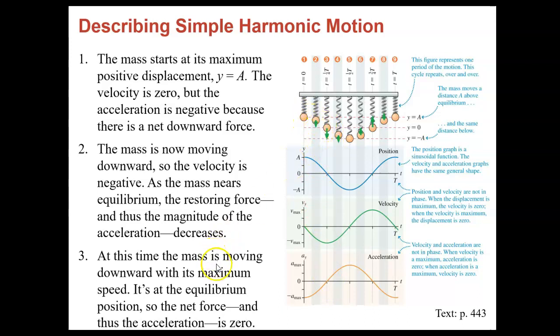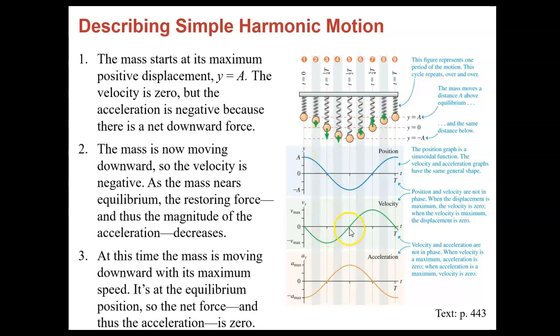As the mass is moving downward with its maximum speed, it's at the equilibrium position, so the net force is 0. If the net force is 0, there's no acceleration, but it has its maximum downward velocity at that point. And then it goes down. Wait, sorry, my bad. As it goes down in position past equilibrium, it's going to slow down. So it reaches its maximum velocity at its equilibrium position, where the forces are balanced.